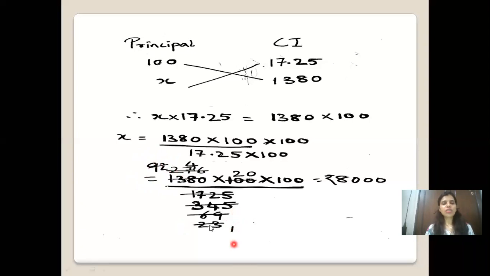Now 23 1s are 23 and 23 4s are 92. So now I have got finally here 4. So 4 into 20 is 80. 80 into 100 is 8,000. So that is how I've got the principal as 8,000 rupees.